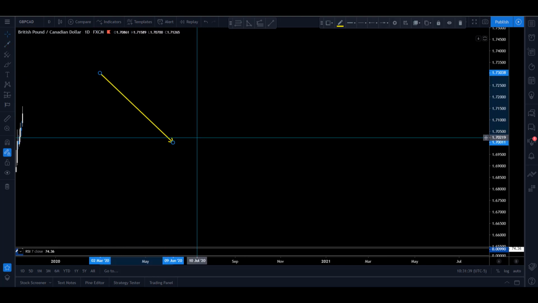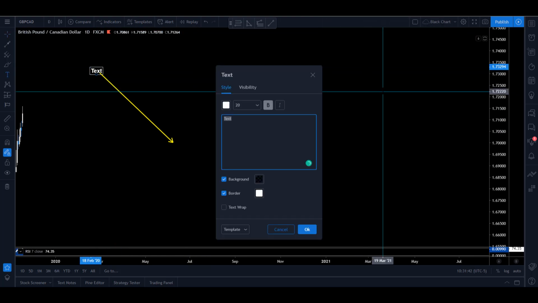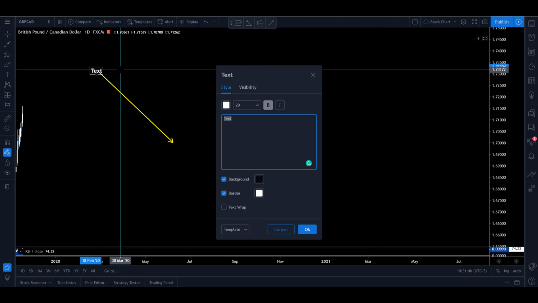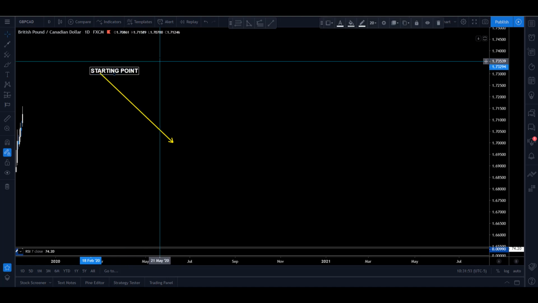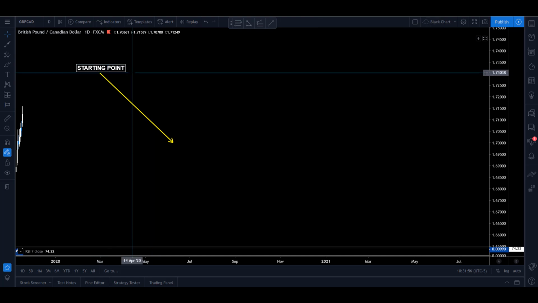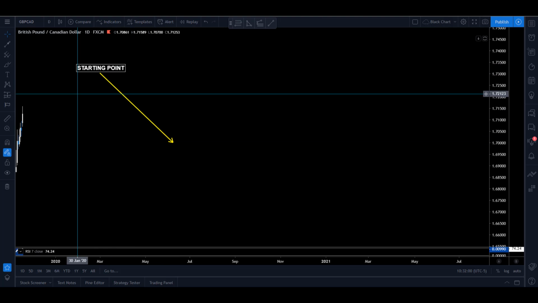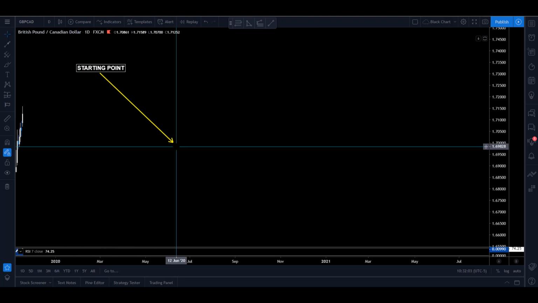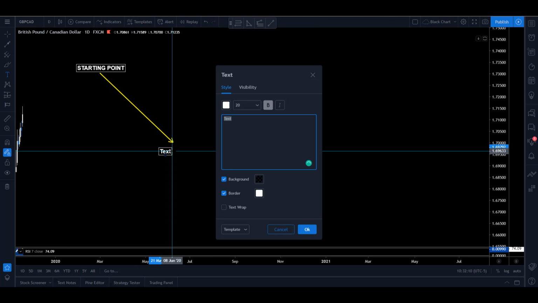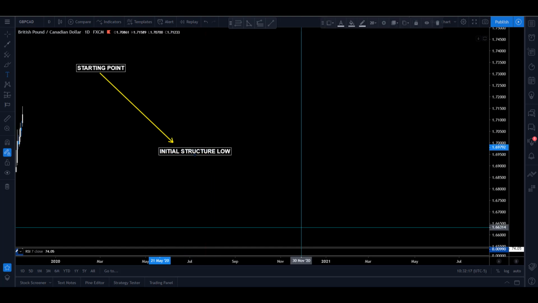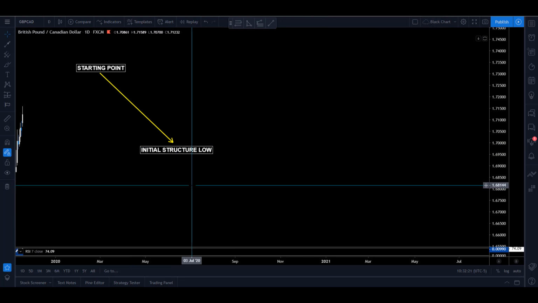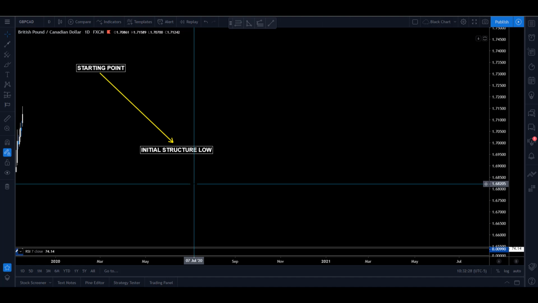So our first move is here, right? What should we label this point? Starting point. All right. And when this move ends, what do we call this? Initial structure low. Do we have a bearish trend? No. Okay.